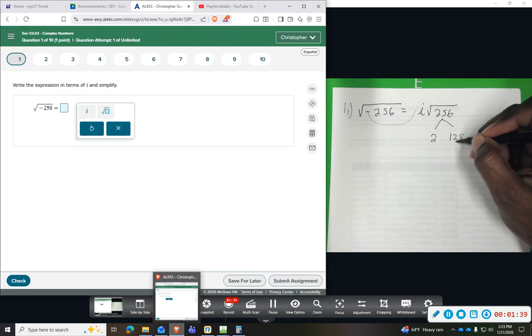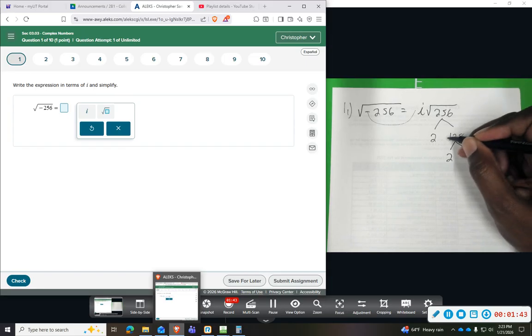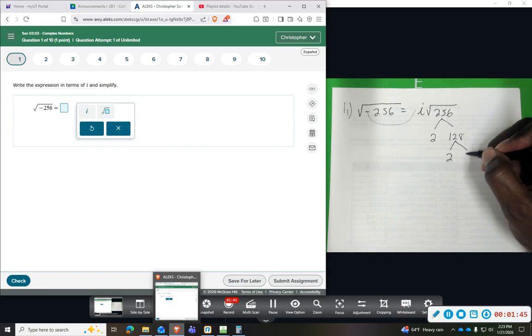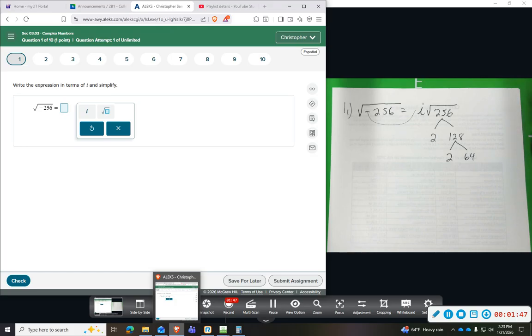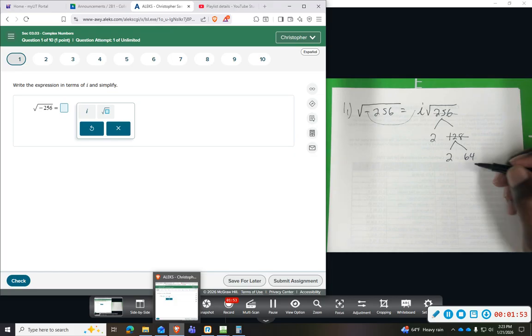It is also even, so I can divide this by 2 again. 128 divided by 2 will give us 64. Okay. So as I break them down, I'll scratch them out. Whatever's left, I'll leave whole. Now, 64 is a perfect square. It's 8 times 8. Now you can keep dividing by 2, but if you can find a bigger number that gives you a pair, let's use that. So 64 is 8 times 8.